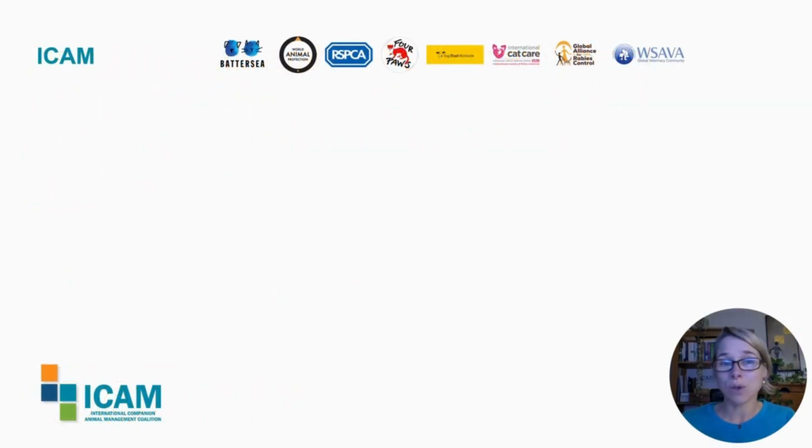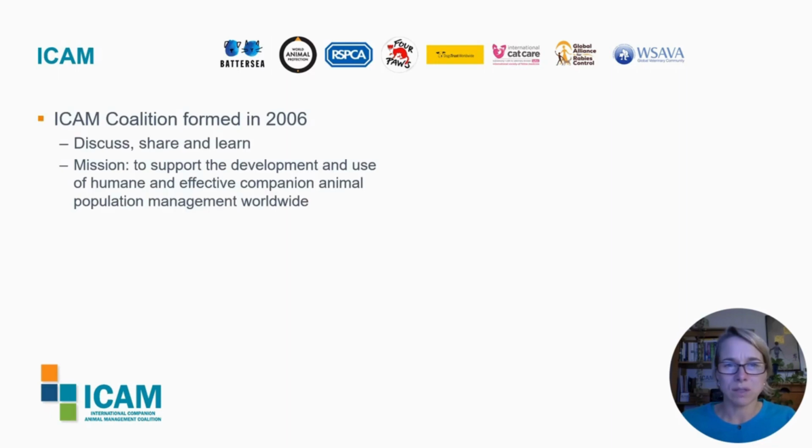I wanted to start with a quick introduction to ICAM. We were first formed in 2006. Our members are all international charities or international specialist groups. You'll see their logos at the top of the slide here. And our mission is to support the development of humane and effective dog and cat population management globally.